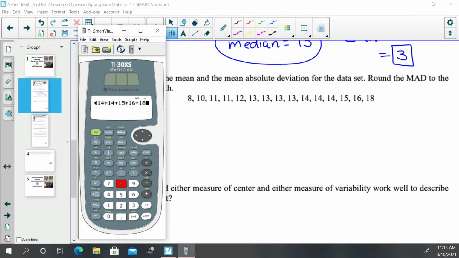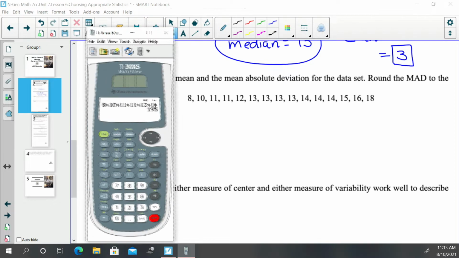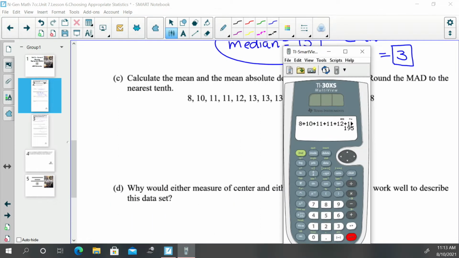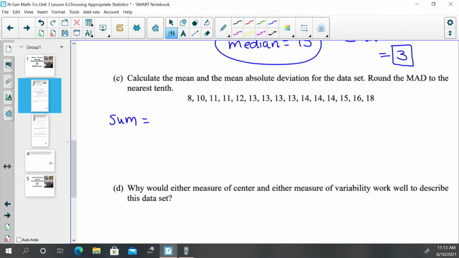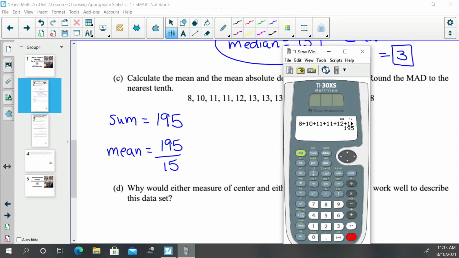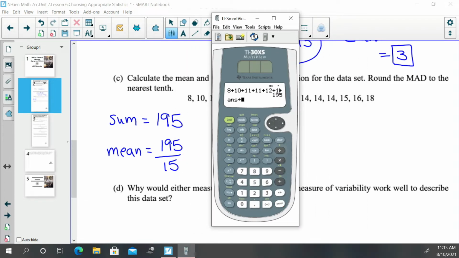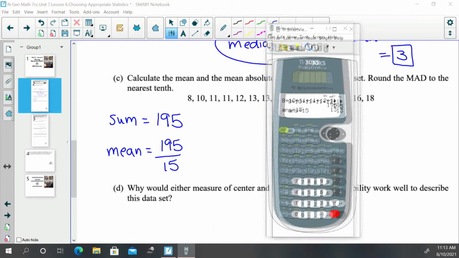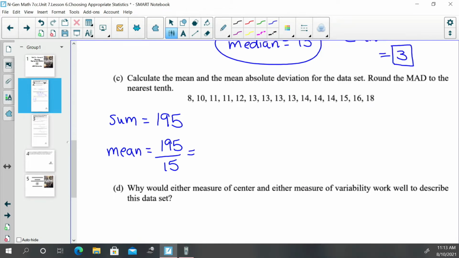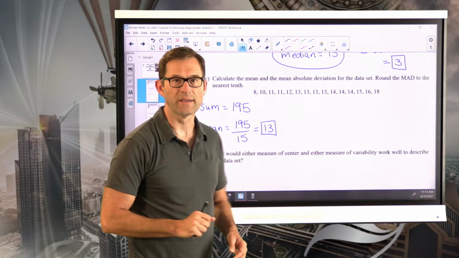You gotta be very careful when you add all of these things up on your calculator. We find that the sum of the data, if I saw correctly, was 195. And so the mean will be 195 divided by 15. Let's just do divided by 15. And that gives me a mean of 13. And look at that. My mean and my median were identical in this case.